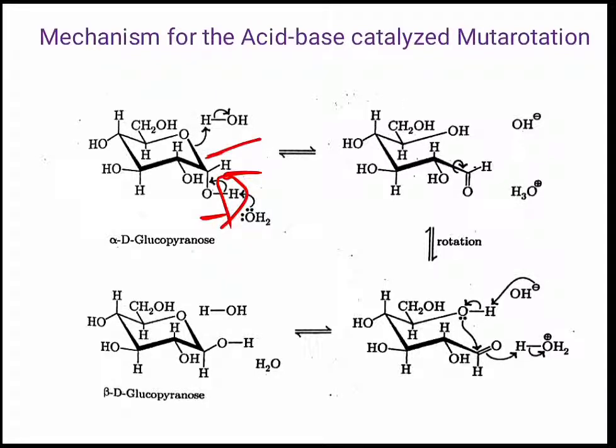After the bond is broken, this oxygen is taking a proton from the water. Try to understand this. Then the bond is being rotated, this ketone group is going up, and this OH group is going down. Then again this oxygen is giving its lone pair here, attacking the carbonyl group, and you are getting beta-D-glucopyranose. Do all these reactions, draw them all, and try to understand.